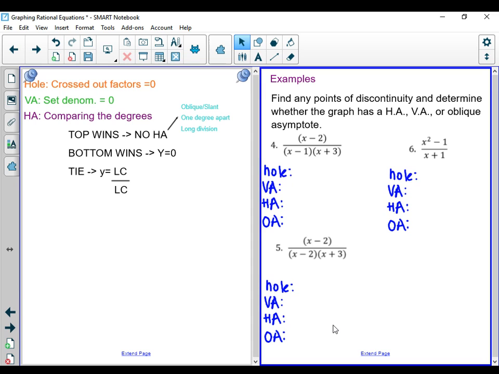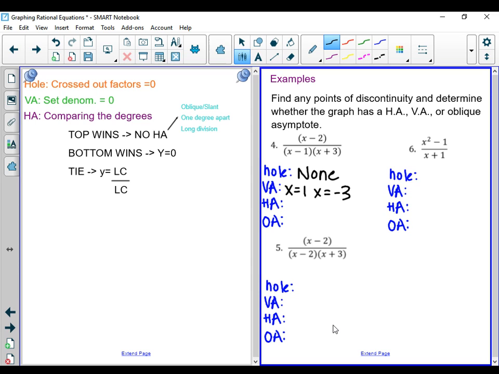All right, so on number 4, I can't cross anything out, so my answer for having a hole in the graph is none. But I do have 2 vertical asymptotes. I have one at x equals 1 and one at x equals -3. If I was to multiply them together, I would have x squared on the denominator. So who has the highest degree? Bottom, so y equals 0, which means I'm not going to have an oblique asymptote.